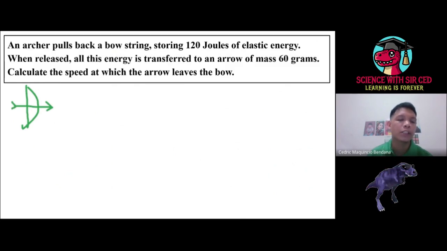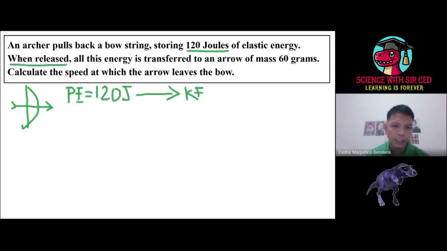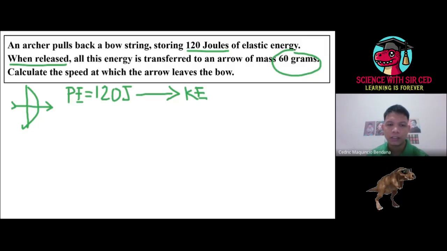Okay, now, when the bow is stretched backward, you are storing energy. So the PE, stored energy, your potential energy is equivalent to 120 joules. So meaning, when you store 120 joules of energy, when you released it, all 120 joules will be converted into KE, the same value. If the mass of the arrow is 60 grams, what is the speed? Arrow will be moving in a straight line. So meaning, speed and velocity will be the same.